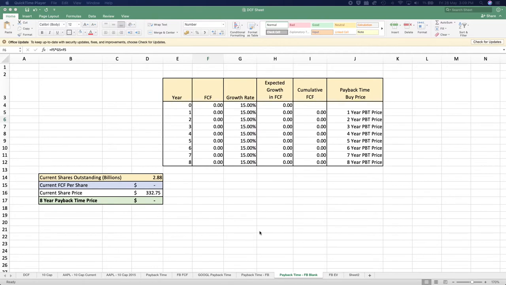So we'll go and take a look at a practical example from Facebook now. So here we are in the spreadsheet I made to calculate the payback time.